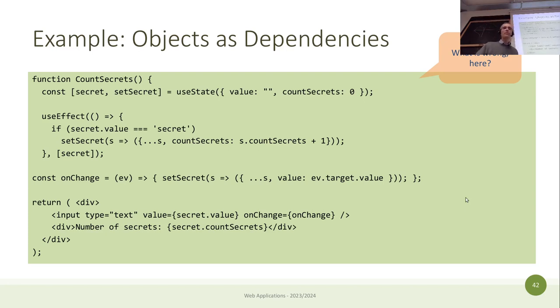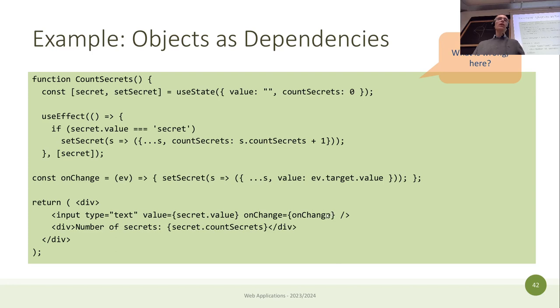Second example. CountSecrets. So I have a state secret, which is actually an object with a value and with a counter. So similar to the previous one. Okay? So there's a text box, the onChange, and the onChange takes the event target value, it creates a new object with the old value, okay? Spread s means to copy the old object. So it will copy countSecrets and the old value, and then it will override the value with the new one, okay?